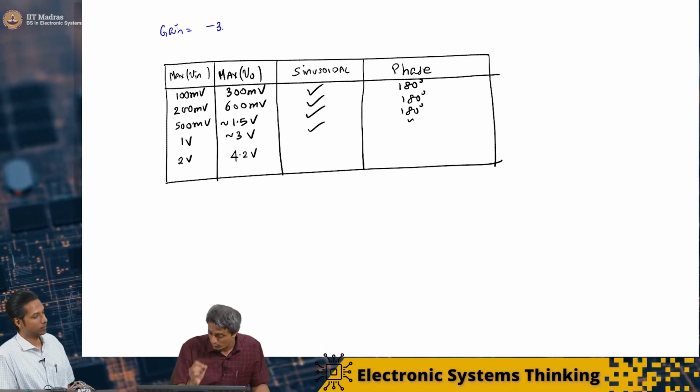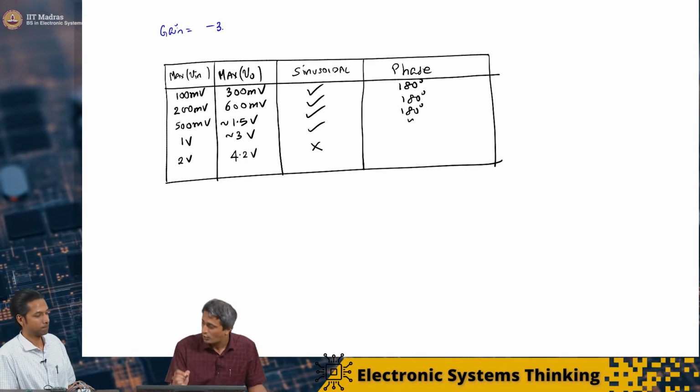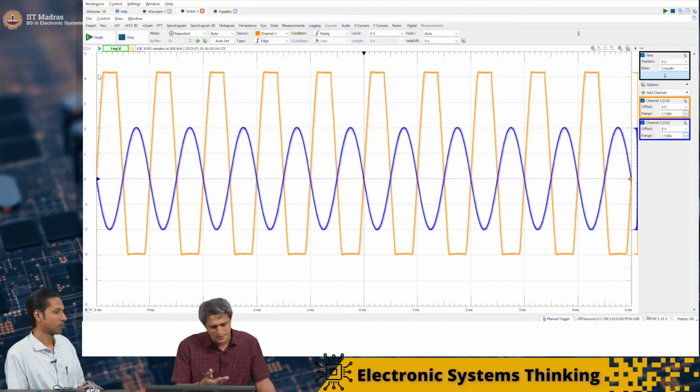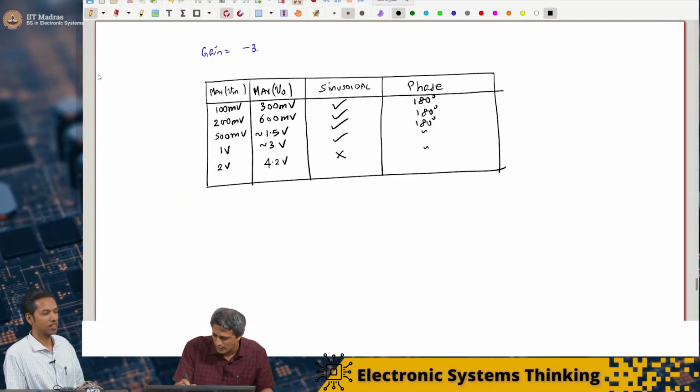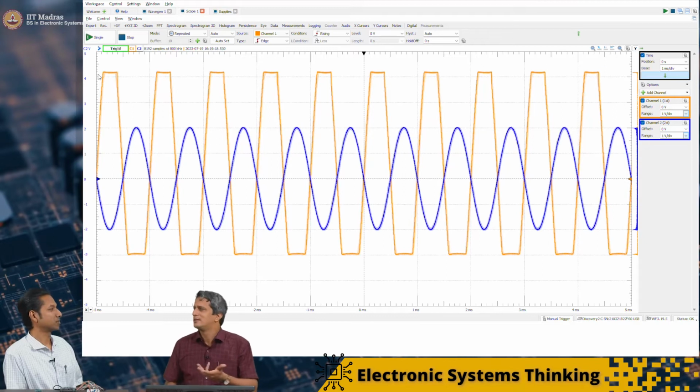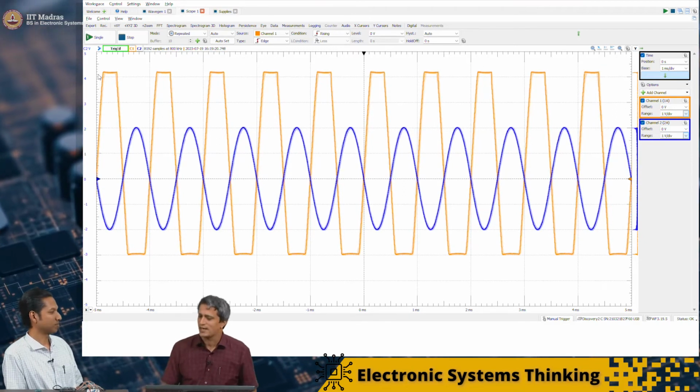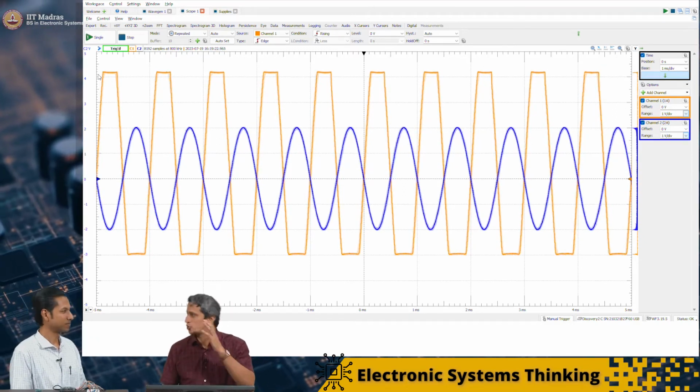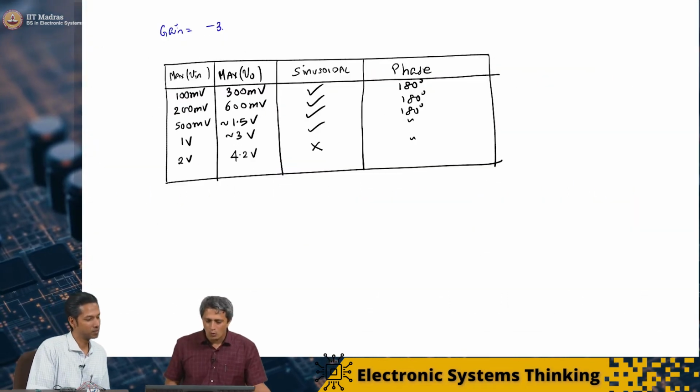4.2 volt, okay? It is clearly not sinusoidal. The phase is still intact. It is 180 degrees, in that sense, but it's no more a sine wave. It's not a sine wave anymore. Yes, it got distorted.